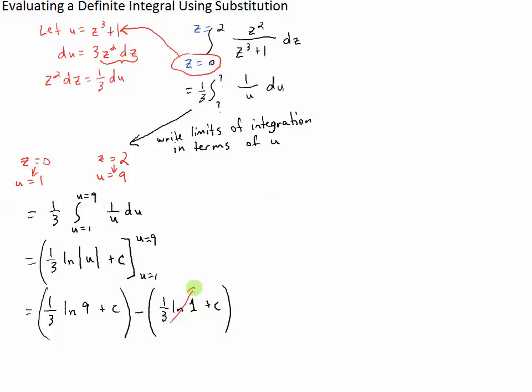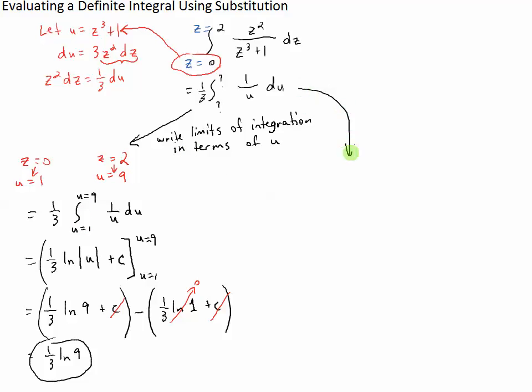The natural log of 1 is 0, the c's cancel when we subtract, so the answer is 1/3 times the natural log of 9, and that's a number, and that number represents the area under this curve from z equals 0 to z equals 2. So this is option 1, where you rewrite your limits of integration in terms of u.